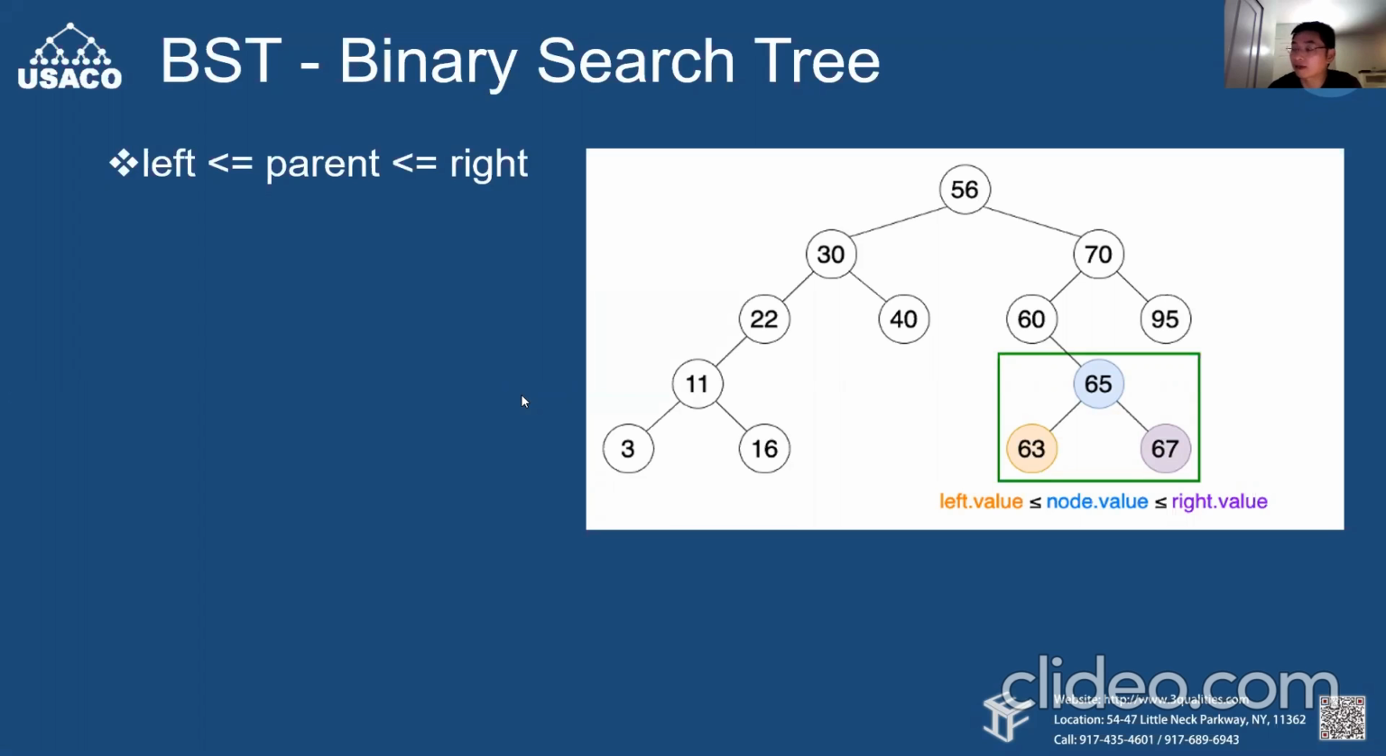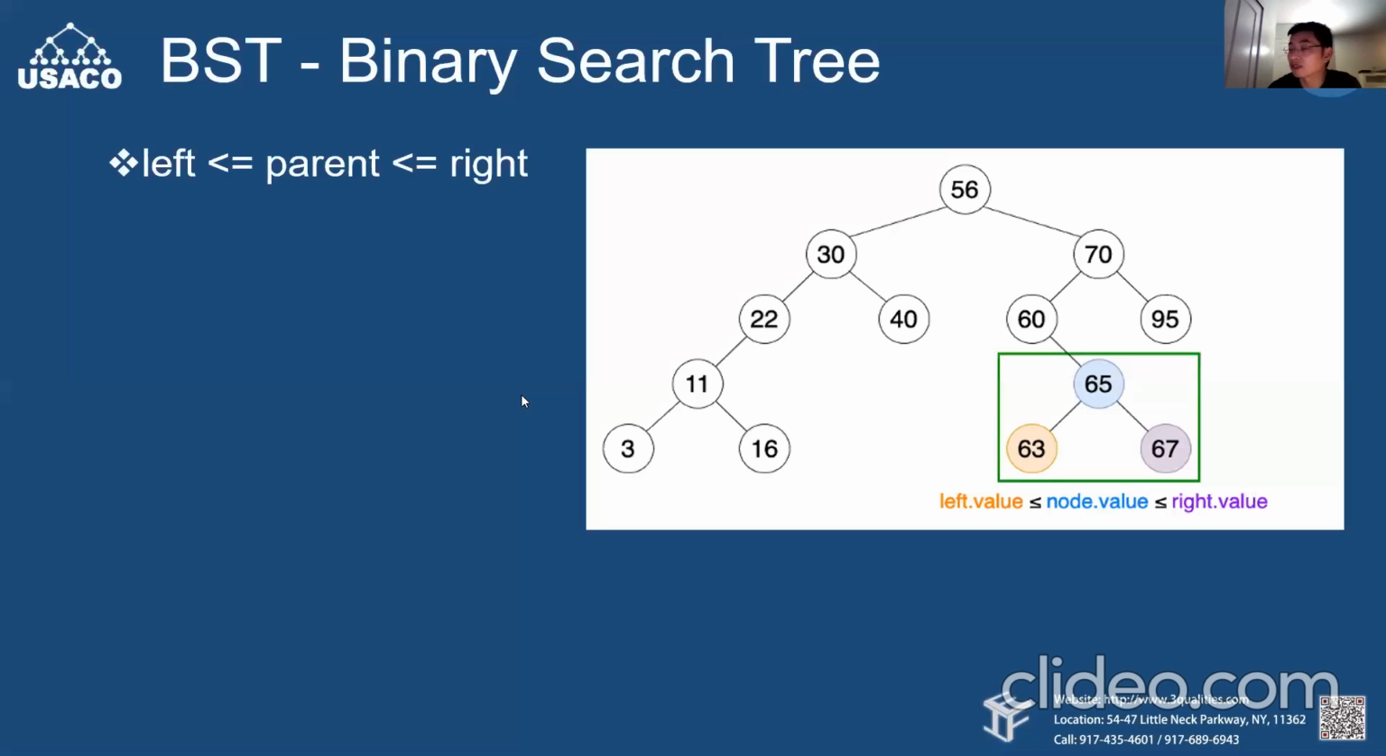If you look at the diagram, it clearly explains what type of binary tree is a binary search tree. When the left node value is smaller or equal to the middle node value, and that is smaller or equal to the right node value, it's called a binary search tree. Left is smaller or equal to the parent, and the parent is smaller or equal to the right.